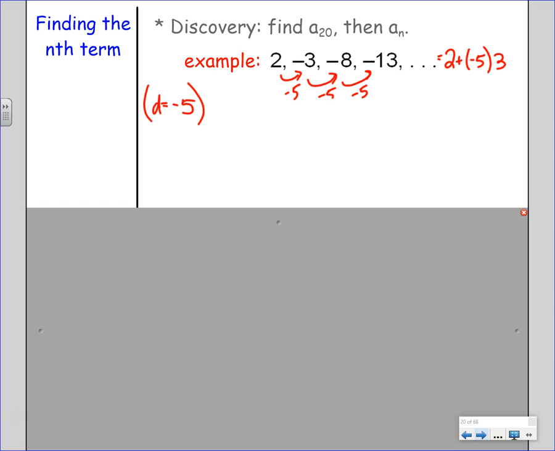To get to the 4th term, how many jumps did we do? I see 3 jumps, don't you? So to get to the 20th term, how many jumps are we going to do? 19. So therefore, I could say, oh, is a sub 20 just going to equal 19 jumps of negative 5? Which would end up being negative 93?